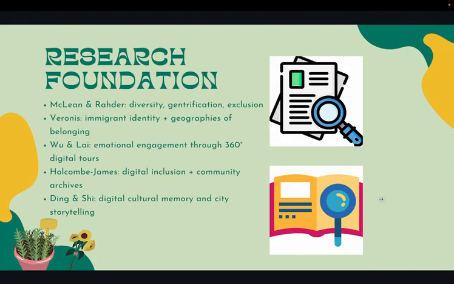My research is grounded in several key academic sources. McLean and Rader, for example, helped me understand how celebrations of diversity can unintentionally contribute to gentrification. Uranus's work on immigrant geographies of belonging guided how I approached placemaking. Wu and Lei's analysis of 360-degree digital tourism influenced my use of visual elements. Holcomb James discussed digital inclusion and accessibility, which shaped my design choices. And Ding and Shi examined how digital media constructs cultural memory, which helped me think about narratives and imagery. All of these sources shaped both the content and the digital format of my project.